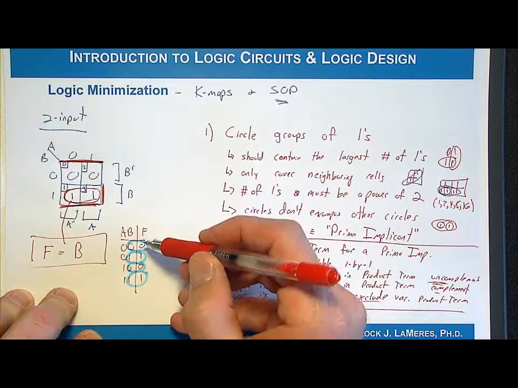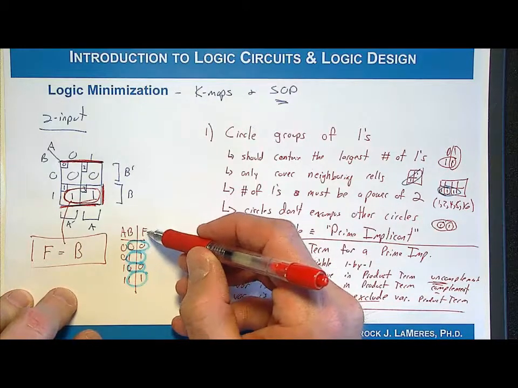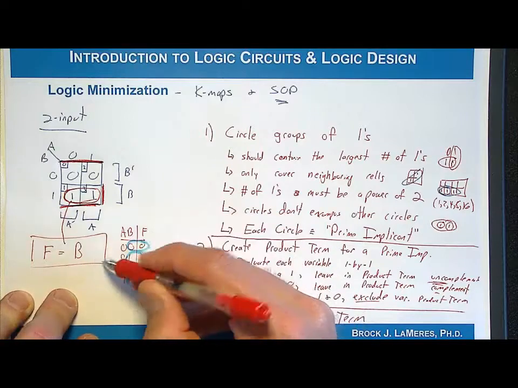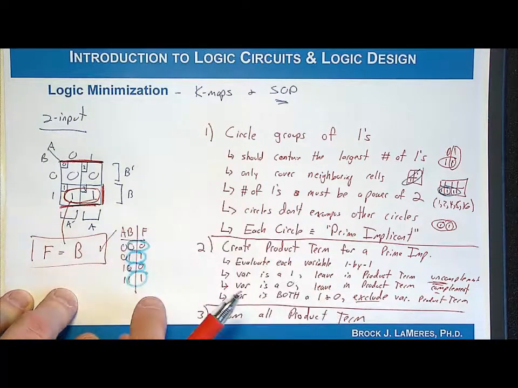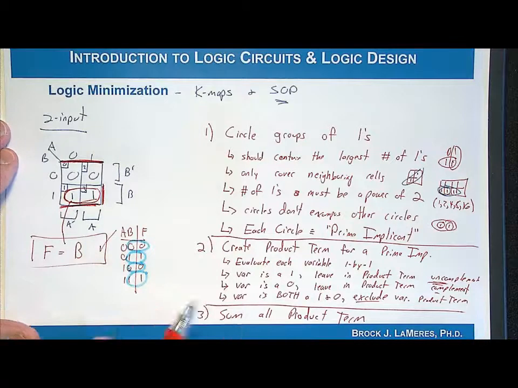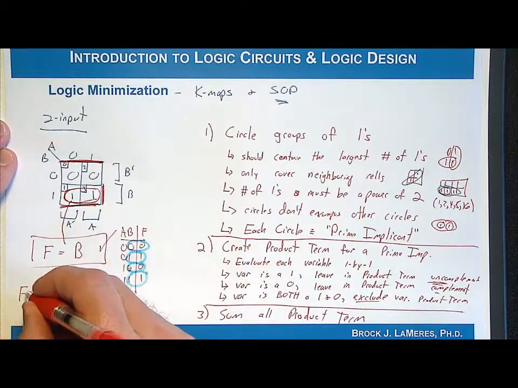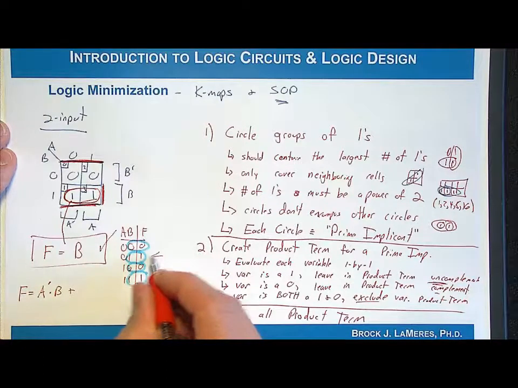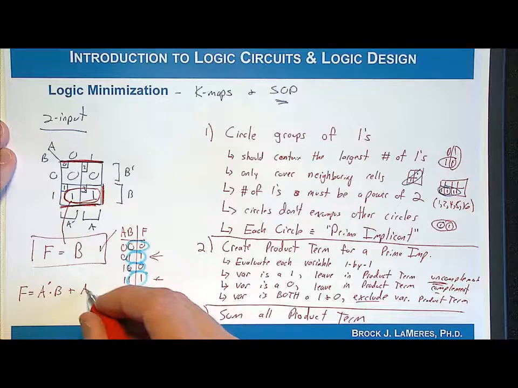So we can create the exact same logic functionality from this truth table by just saying F is equal to B. Notice that if we would have created a canonical sum of products form, we would have had something like this. F is equal to A naught ANDed with B, ORed with, that would be for that row, and then ORed with A ANDed with B.